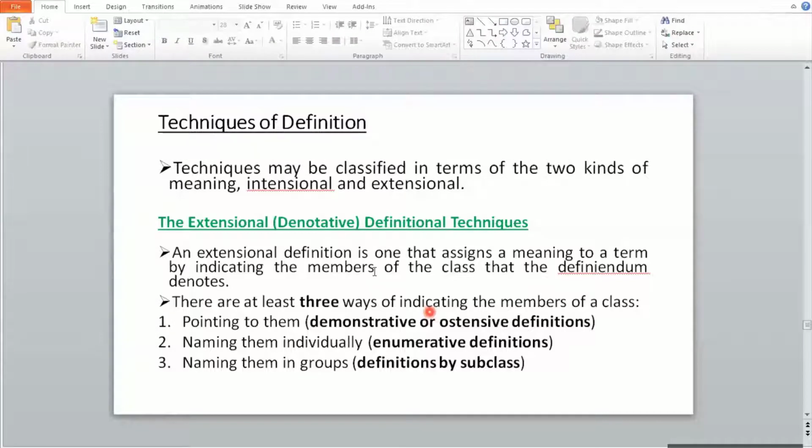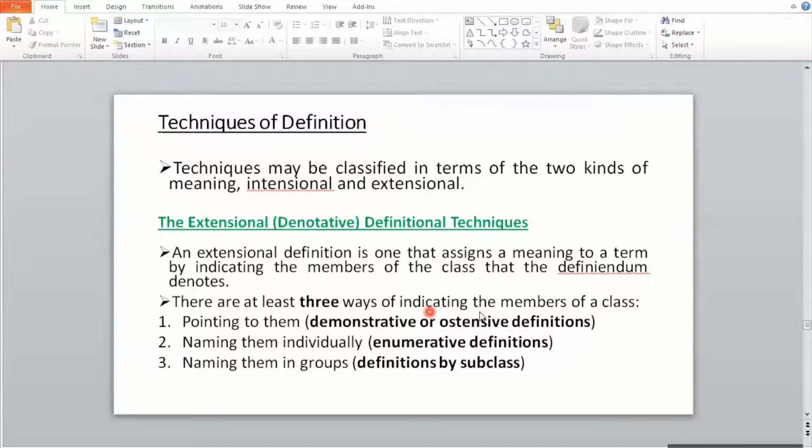So an extensional definition means assigning meaning to a word or a term by indicating the term's members, the members of the class that contains the word that is going to be defined, that is the definiendum, which it denotes.